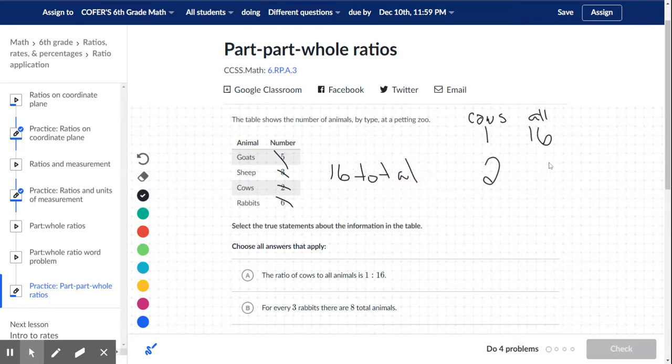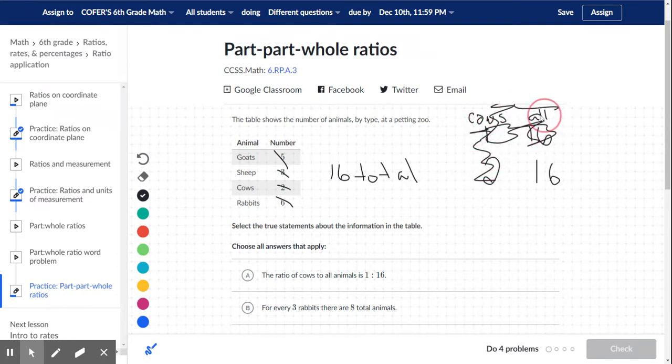I agree that there are 16. They have the all part correct, but there is not just one cow. There are 2 cows, so this one cannot be right. B says for every 3 rabbits, there are 8 total animals. We know that we have 16 animals in all.